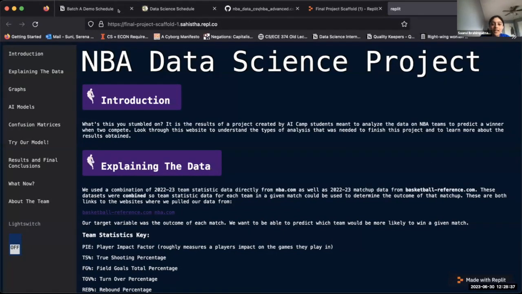I'm the project manager, and this is our final project. Our team analyzed the data of current NBA teams to predict the winner when given two teams.